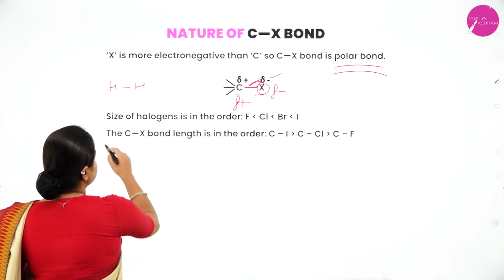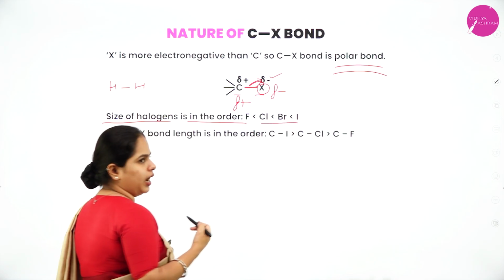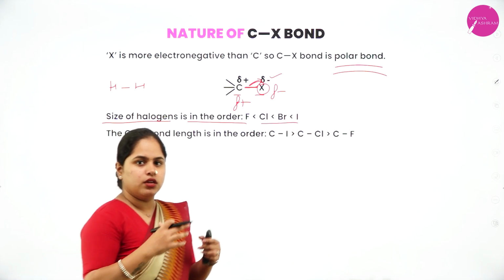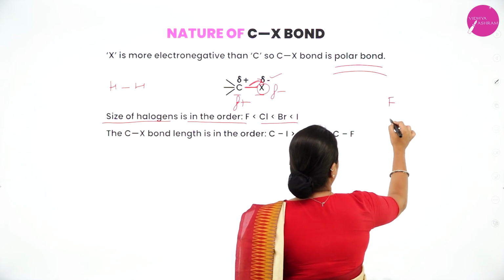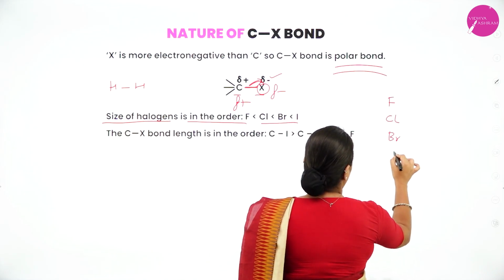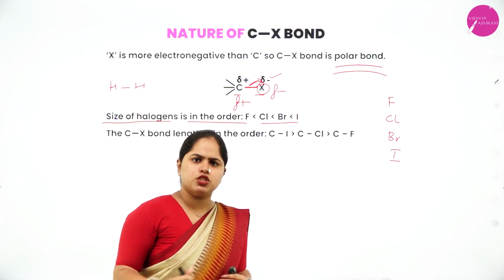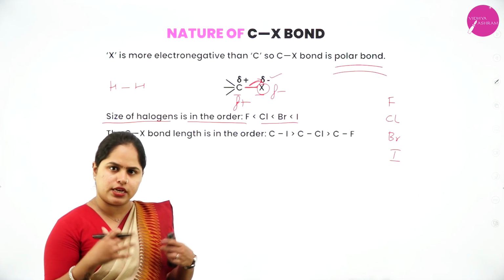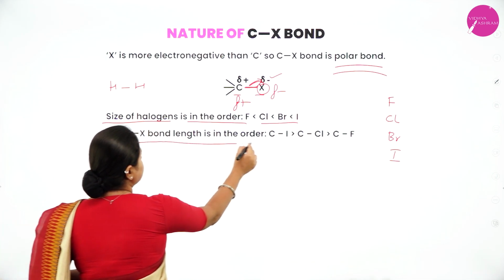Now, the size of halogens is in the order fluorine, chlorine, bromine, iodine. So, which has the highest size among all the halogens? When we move down the group, fluorine, chlorine, bromine, iodine, the number of shells increases. Hence, of course, the size of the halogen or size of the atom also increases. Now, the carbon-halogen bond length is in the order.